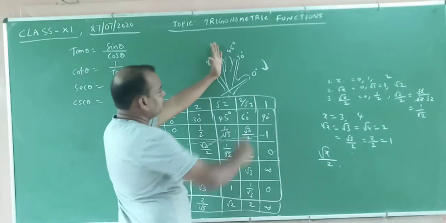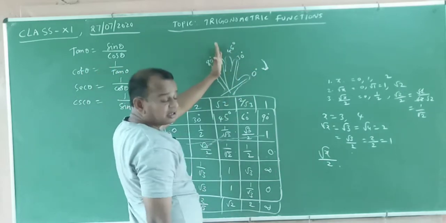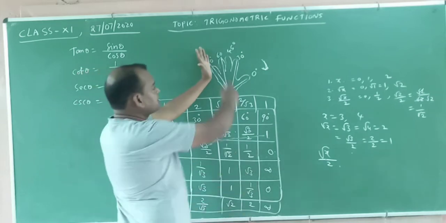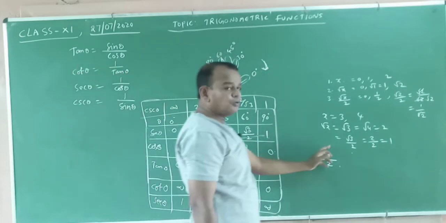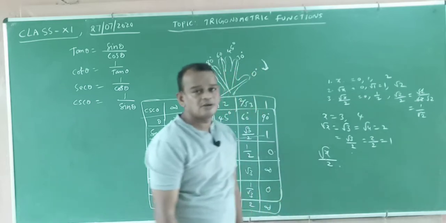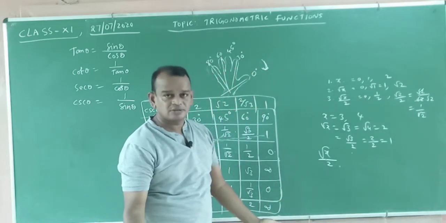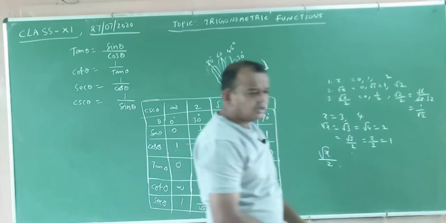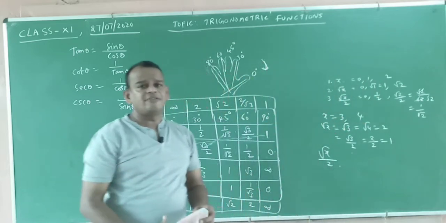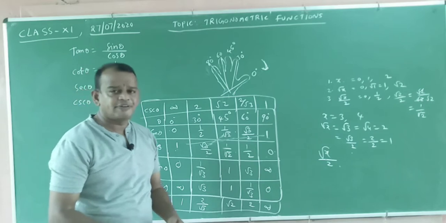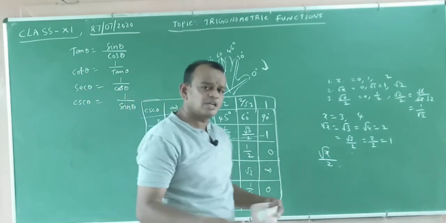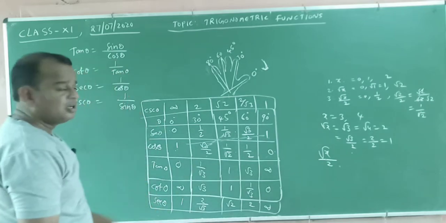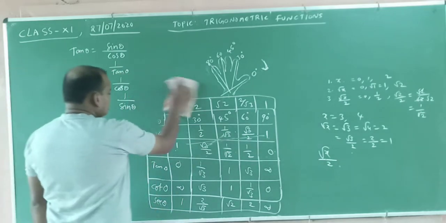Now 60 degrees, how many fingers are there? 1, 2, 3, 3 fingers, that is x value, root 3 by 2. Now 90 degrees, how many fingers are there? 4 fingers, root 4 means 2, 2 by 2 means how much? 1. Understood? Now we will find the sin 180 value, sin 270 value, sin 360 value. In the same way cos. How to find the remaining values? Remember this one? I think everyone understood.